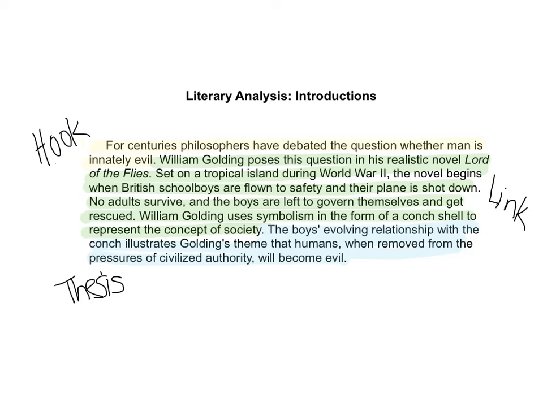Here, the writer identifies the text, author, makes a connection back to the hook, and also carves a path to the thesis. The thesis statement reads, "The boy's evolving relationship with the conch illustrates Golding's theme that humans, when removed from the pressures of civilized authority, will become evil." This thesis presents a clear argument about human nature, which is what the body of the essay will prove and expand upon.